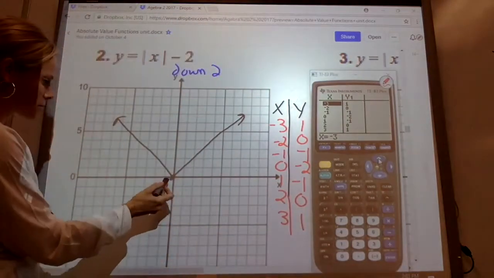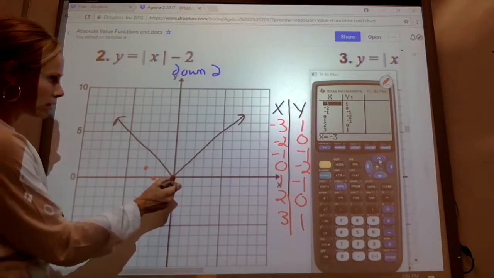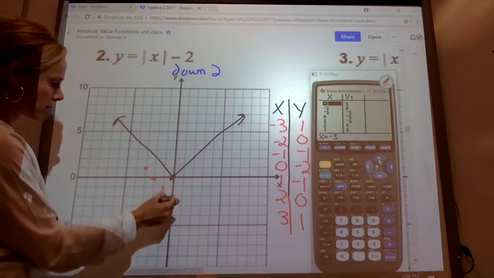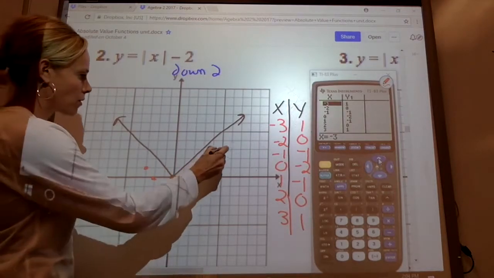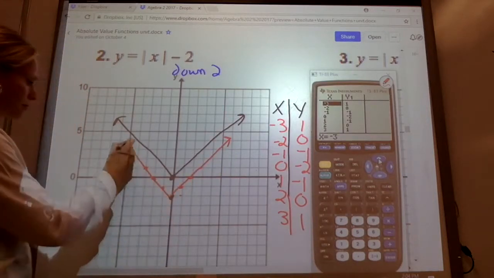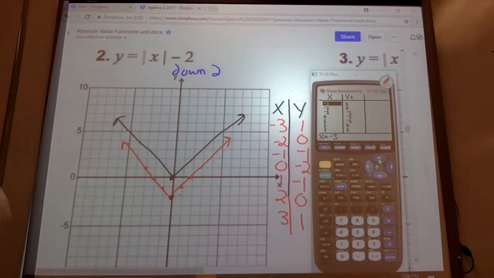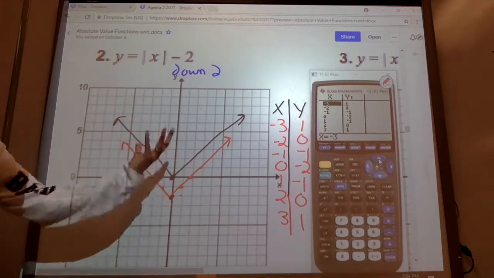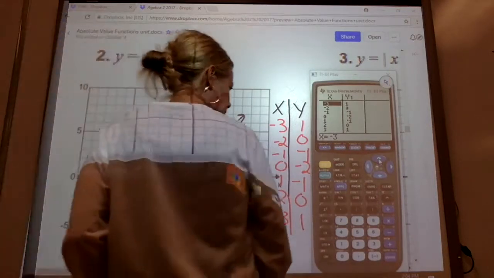And then I graph those points. Negative 2, 0, negative 1, negative 1. So my graph should look something like this. You don't have to have the black one on there, the parent function. I just wanted to show you that it moved 2 units down. Okay. Let's try another one.